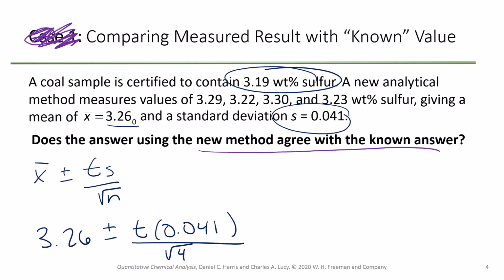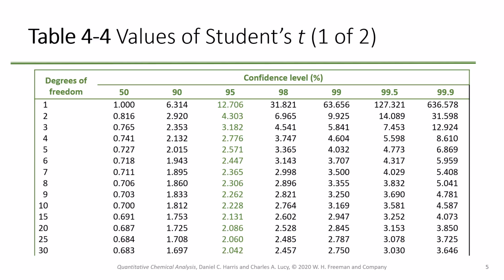Before we do that, we have 4 data points. Degrees of freedom will have to be 3. And since nowhere in this question are they saying at what confidence level, we will assume it's at the 95%. All right. Now we have to go back to the table, find degrees of freedom, and then at the 95th percentile, it's 3.182.